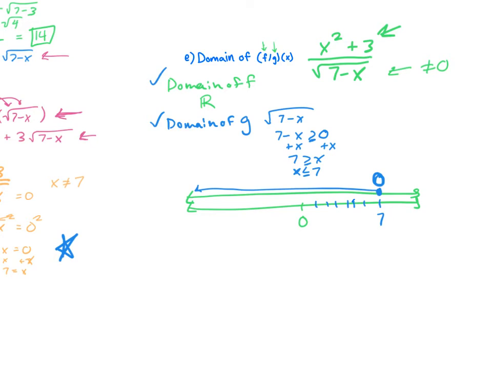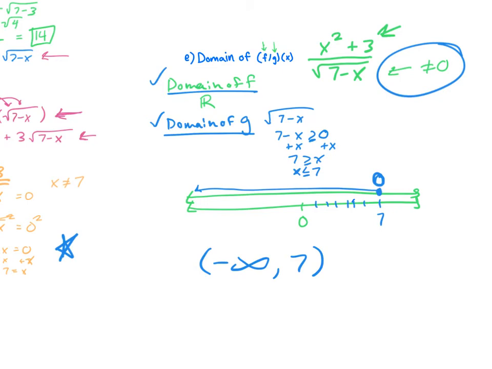It'd be negative infinity to 7. Are we including 7 or not including 7? Not including. What did we just say? x cannot be 7. So what would we put? Parentheses. So the three things that we have to check are the domain of f, the domain of g, and when the denominator is equal to 0. And we have to include all three of those in our domain for this question.